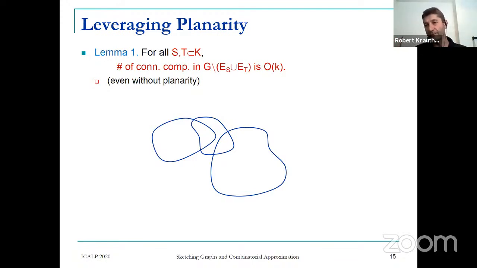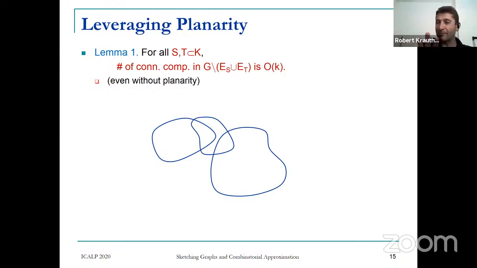That's what I said before. Now I remove another ET, maybe each of these K is partitioned into another K, so that naive bound would tell you it's order K squared, like applying the same argument twice. But it turns out you can actually bound this by order K here. And this does not even require planarity.